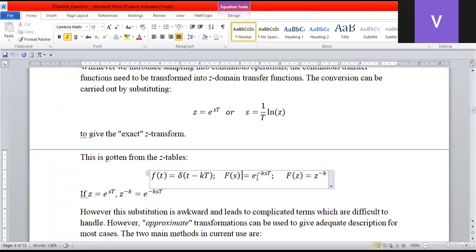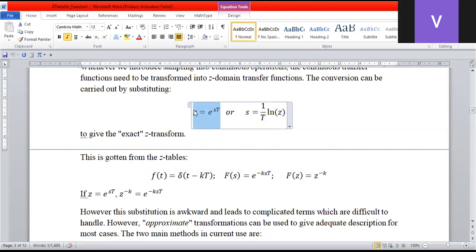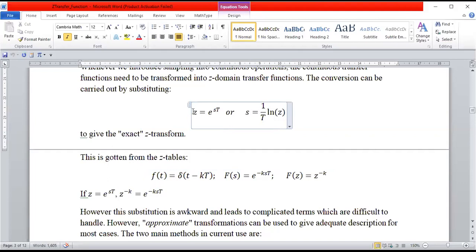Then using this relationship between the S plane and the Z plane, if you make Z the subject of the formula, you will see that Z is equal to exponential raised to the power of ST. So the exact approximation to convert from the S domain into the Z domain is just to use this. If you make S the subject of the formula, I won't go through the maths, you would observe that S is equal to this.